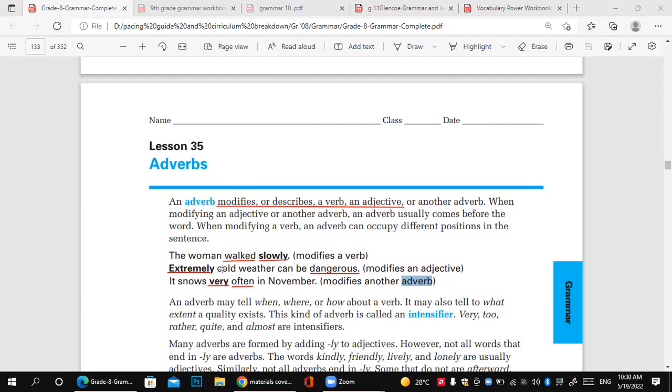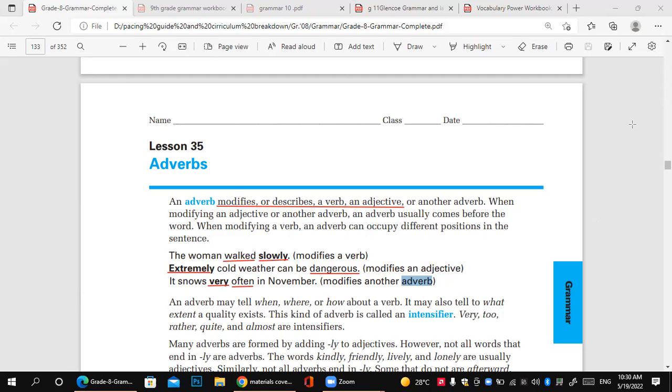So here, these three examples. The first one modifies a verb, because with walked I described how she walked: she walked slowly. Number two, I described the adjective dangerous. And the third one, I described very often, that's an adverb. Of course, most adverbs are words that end with ly, like slowly.